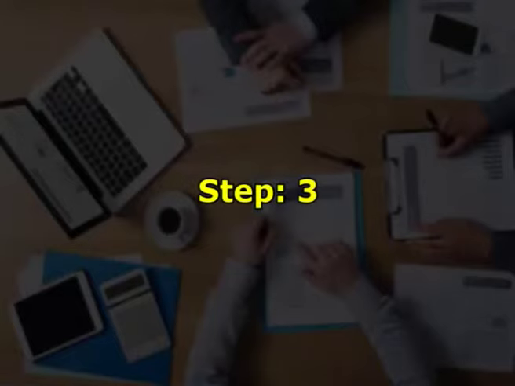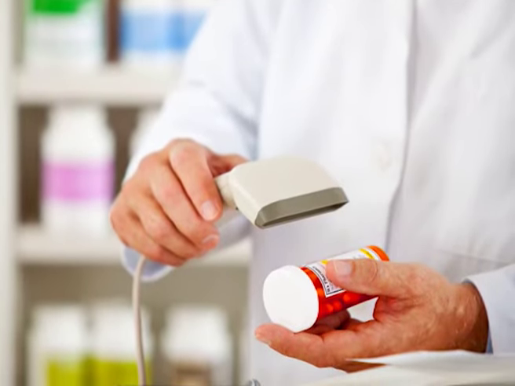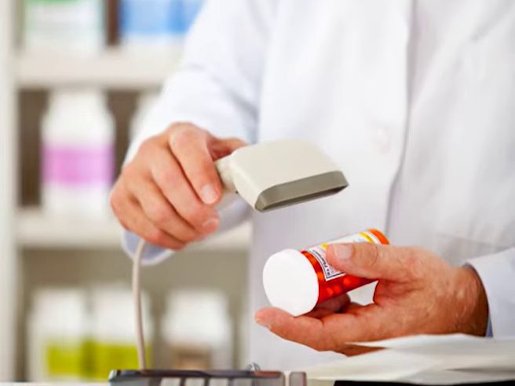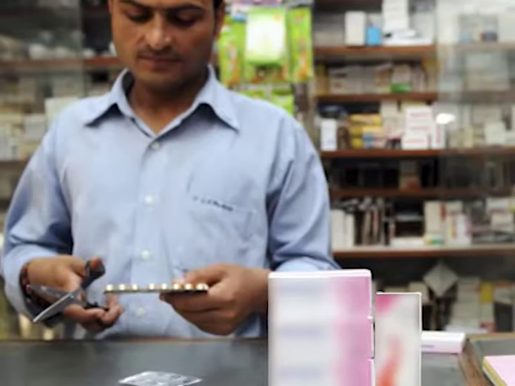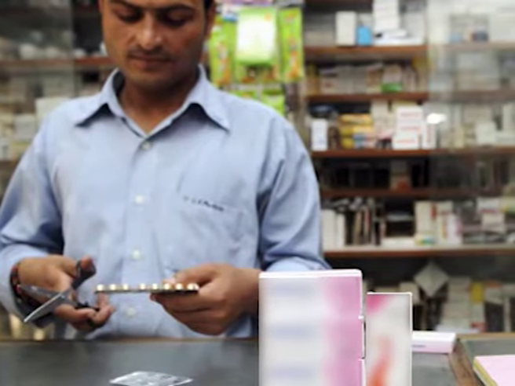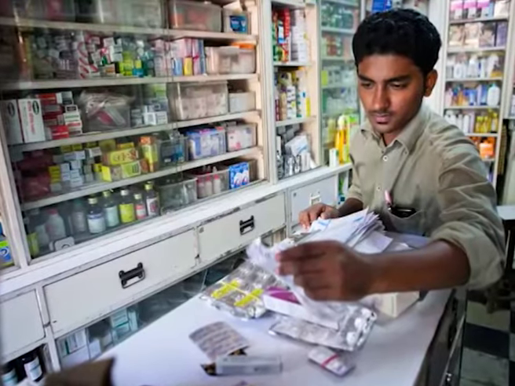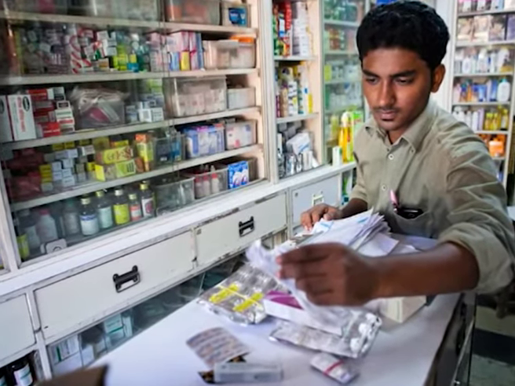Step 3. The medication bottle will be scanned and packaged with the lot and expiry. The medication is then counted for the designated quantity, labeled and handed off to the pharmacist to be checked.